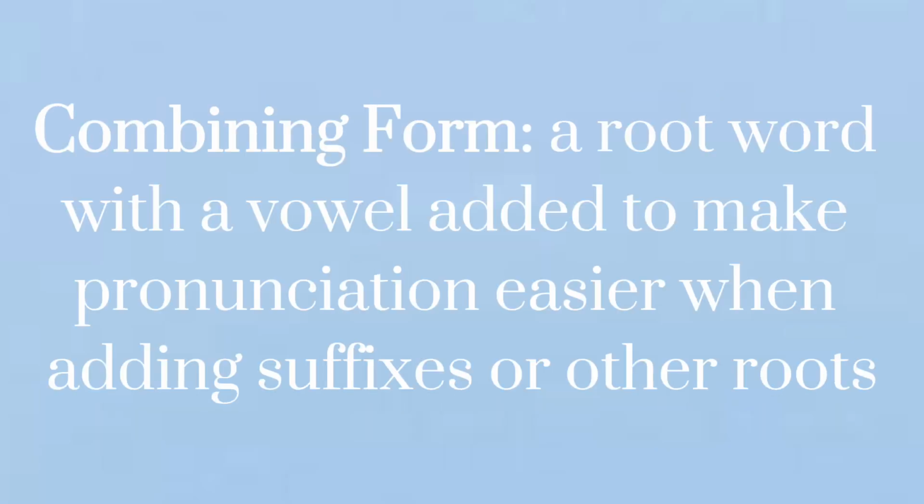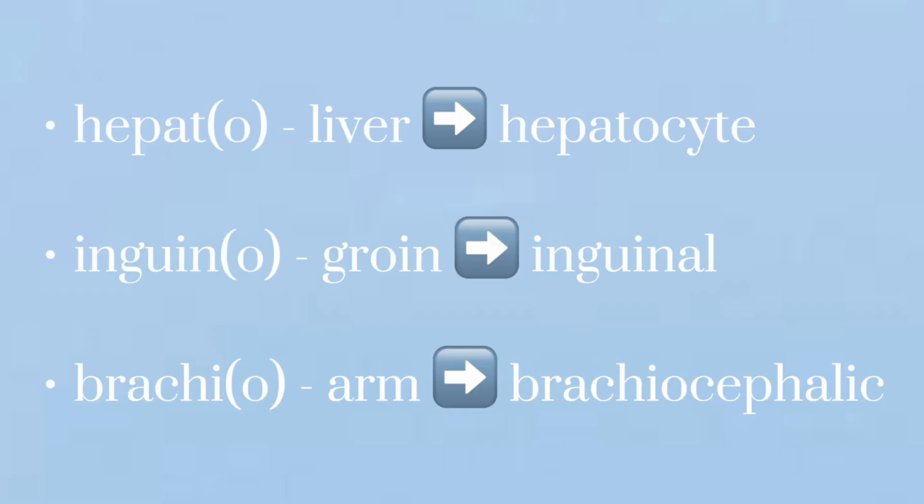A combining form is a root word with a vowel added to make pronunciation easier when adding suffixes or other roots. Combining form examples. Hepato means liver, an example is hepatocyte. Inguino means groin, and an example is inguinal. Brachio means arm, an example is brachiocephalic.